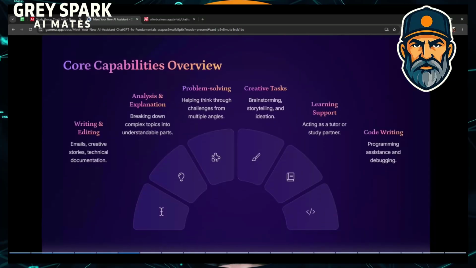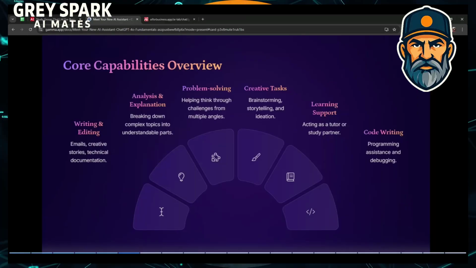So ChatGPT 4.0 can assist with writing and editing, anything from emails to creative stories to technical documents; analysis and explanation, breaking down complex topics into understandable parts, or feeding it data and it recognizing patterns in the data; problem solving, helping you think through challenges from multiple angles, which brings me to creative tasks like brainstorming and storytelling; and learning support. It can act as a tutor or a study partner. A lot of people use it for that.